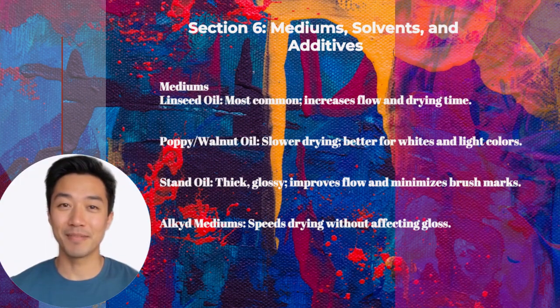Section 6. Mediums, solvents, and additives. Mediums: linseed oil, most common, increases flow and drying time. Poppy or walnut oil, slower drying, better for whites and light colors. Stand oil, thick, glossy, improves flow and minimizes brush marks. Alkyd mediums speed drying without affecting gloss.